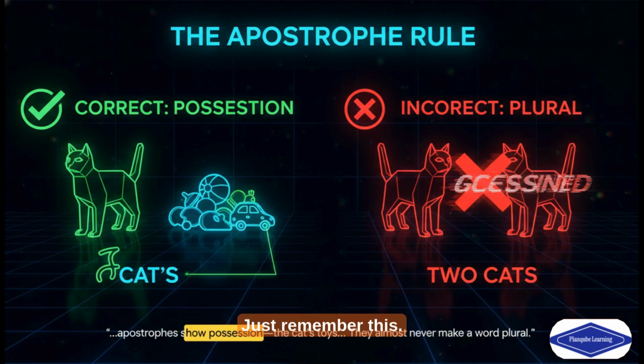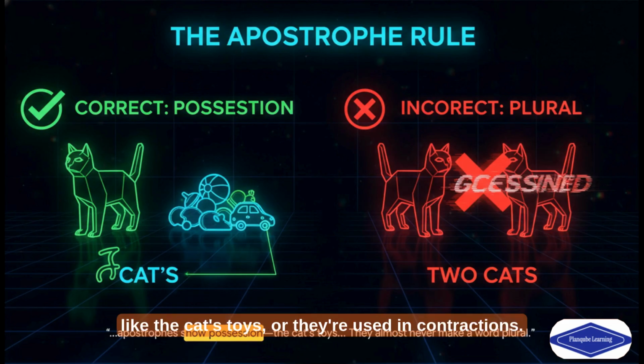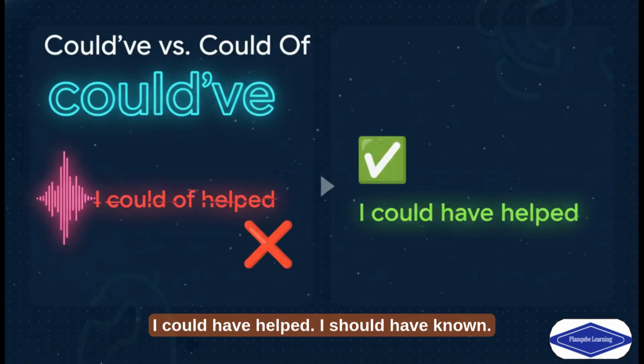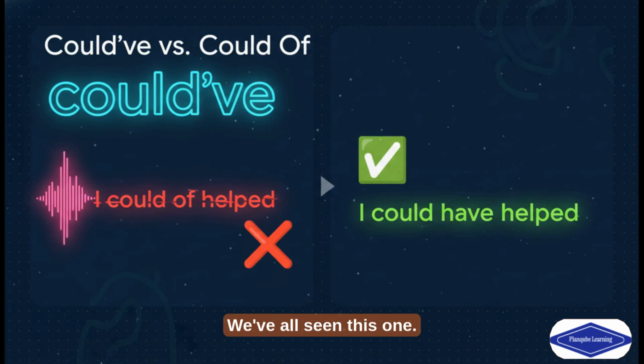Just remember this. Apostrophes show possession, like the cat's toys, or they're used in contractions. That's pretty much it. They almost never make a word plural. I could have helped. I should have known. We've all seen this one.